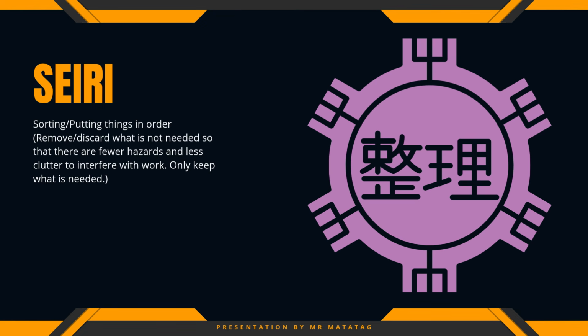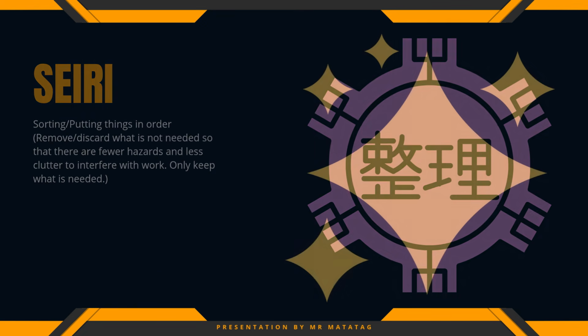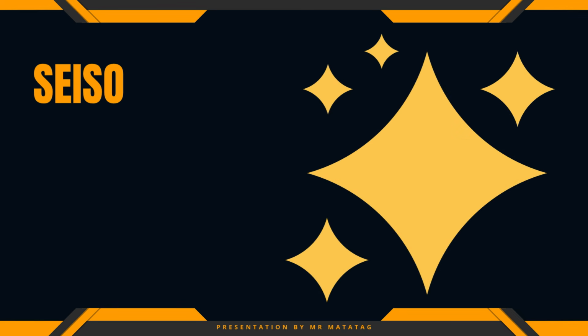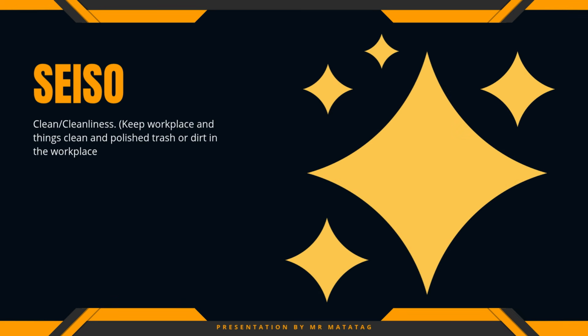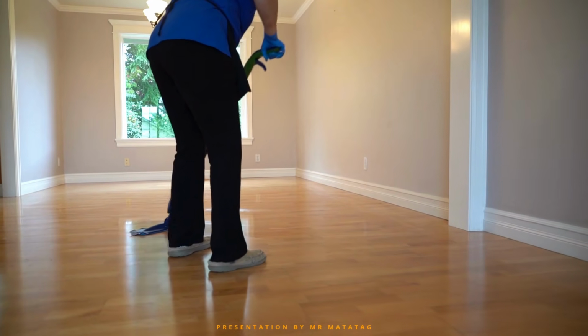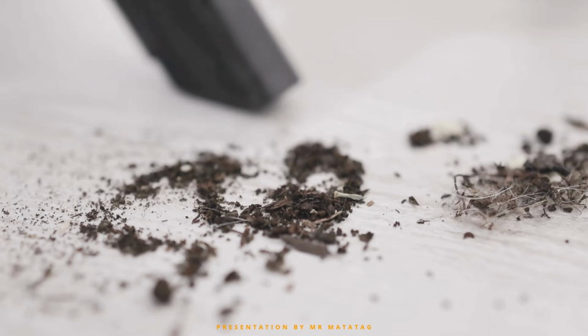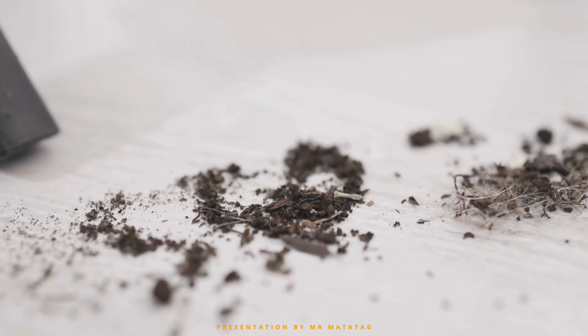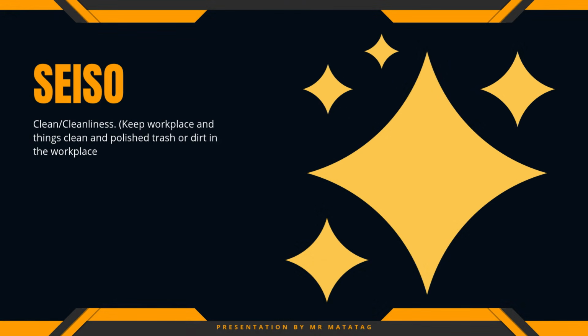Now, can anyone give an example of something in our classroom that we could remove because it's not really needed? The second step is seiso, which stands for cleanliness. This means keeping the workplace clean and polished, making sure the trash or dirt is removed regularly. A clean environment not only looks better, but also prevents accidents and equipment damage.